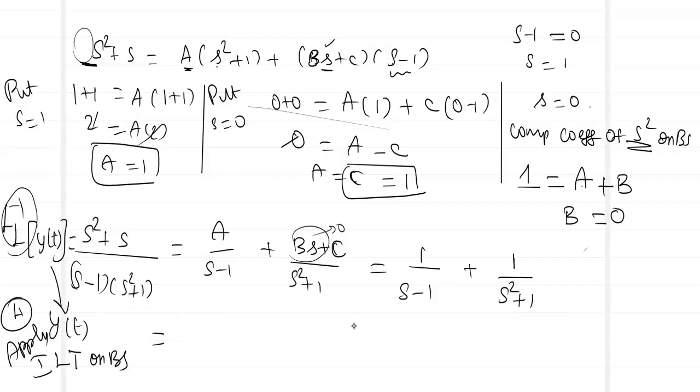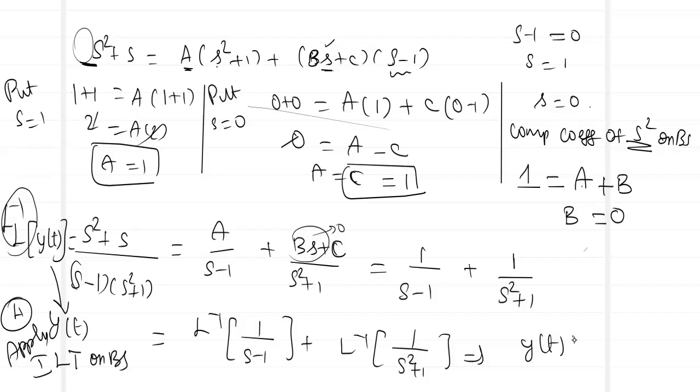But what happens on my right hand side? I will have Laplace inverse of 1 by s minus 1 plus Laplace inverse of 1 by s square plus 1. So this gives me y of t to be equal to, the first term is e to the power of positive t, and second term it is s square plus 1, a constant. So a constant means it is going to be sine, and the quantity over here for a is 1, so it is sine t. Hence y of t is e power t plus sine t.